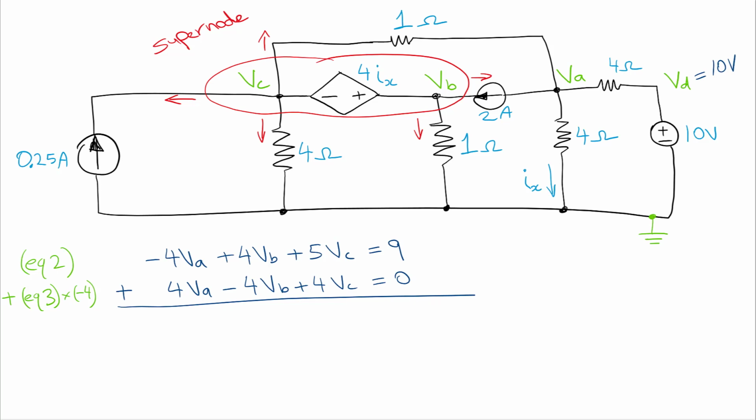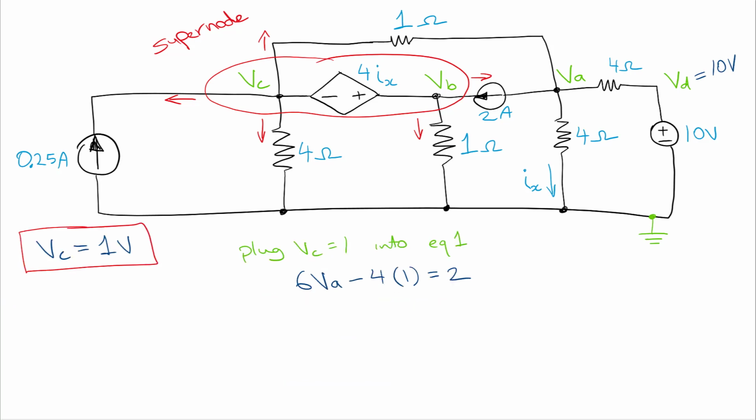So now we can see in this format that if we add these two equations together, the minus 4 VA is going to be zeroed by the plus 4 VA, and the plus 4 VB is going to be zeroed by the minus 4 VB. So we're just going to be left with 9 VC being equal to 9. And from that, we can calculate that VC is equal to 1 volt. So that's our first result.